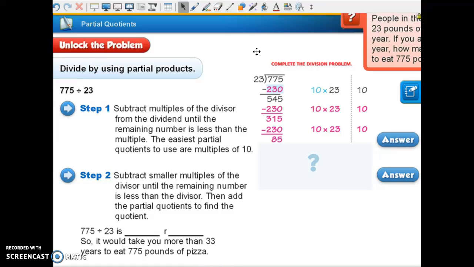Now, when I subtract, you should have gotten 315, true? And can I still take 230 from that? Yes. And then I get 85. Now we get to a crossroad here. We've got to look at it. Can we multiply 23 by 10 anymore? No. Can I do 85 minus 230? No. So now we have to think.